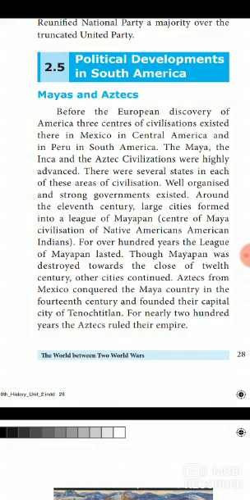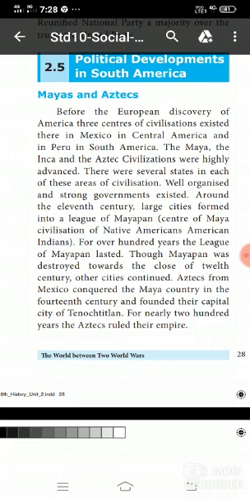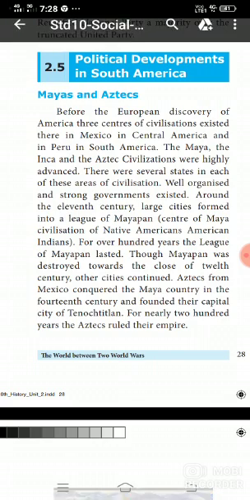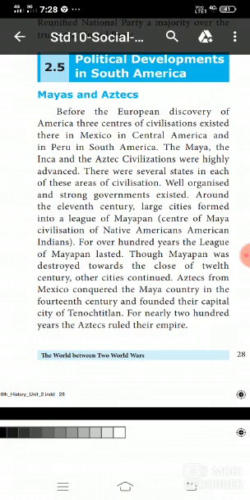For nearly 200 years, the Aztecs ruled their empire. Aztecs captured the Maya country. Next, they founded their capital city named Tenochtitlan. For nearly 200 years, the Aztecs ruled their empire.